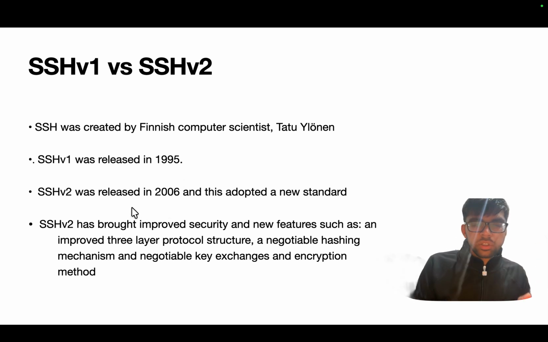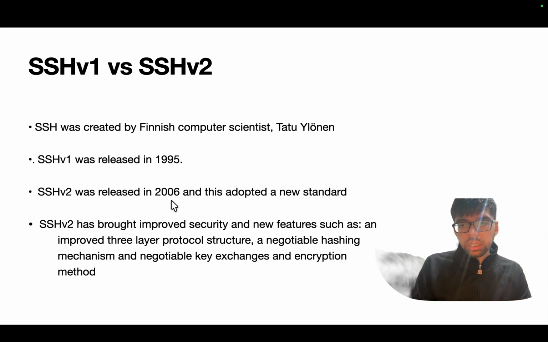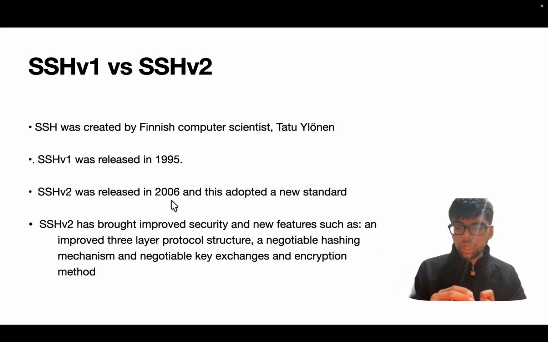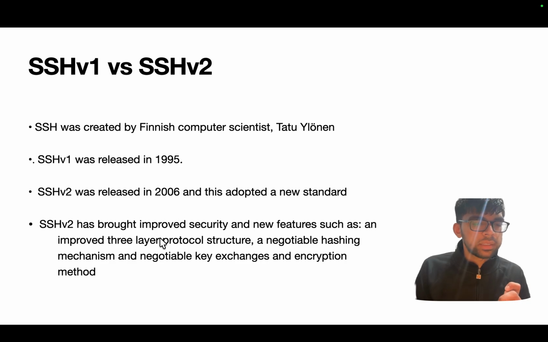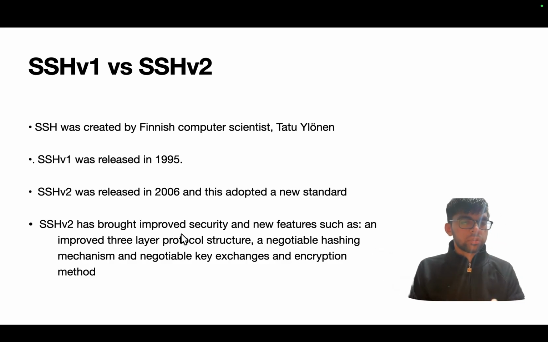Now, SSH version 2 was released in 2006, and it adopted new standards. It's not just like, oh, it's SSH version 1 but a bit better. It's kind of a complete rewrite of the protocol, and it improved on it in several ways, improving security and adding new features. For example, an improved 3-layer protocol structure, a negotiable hashing mechanism, and negotiable key exchange and encryption methods.